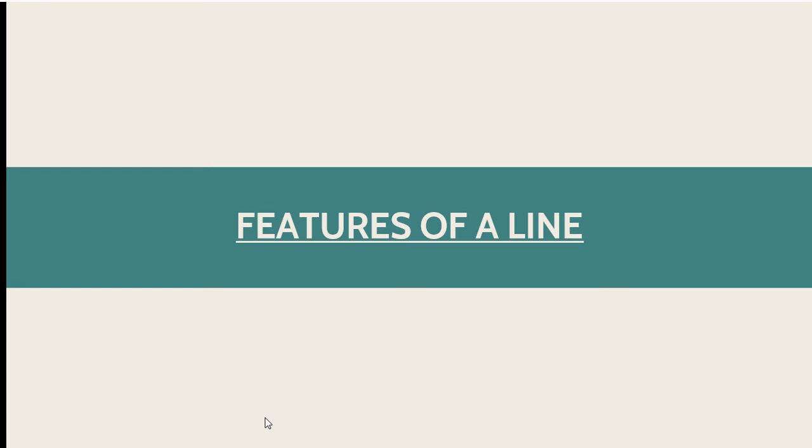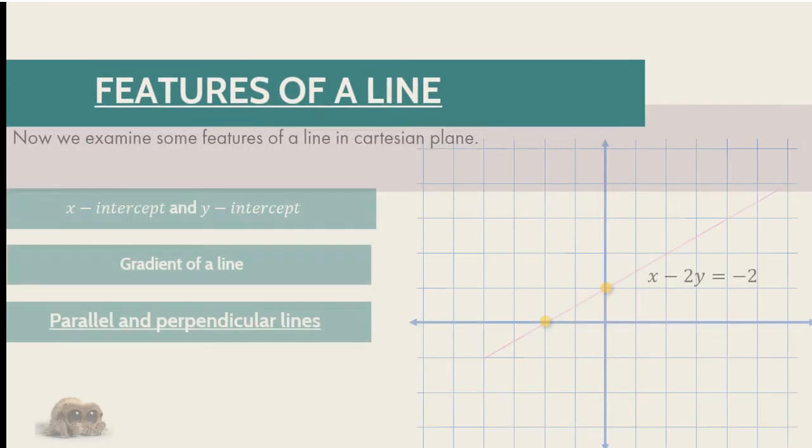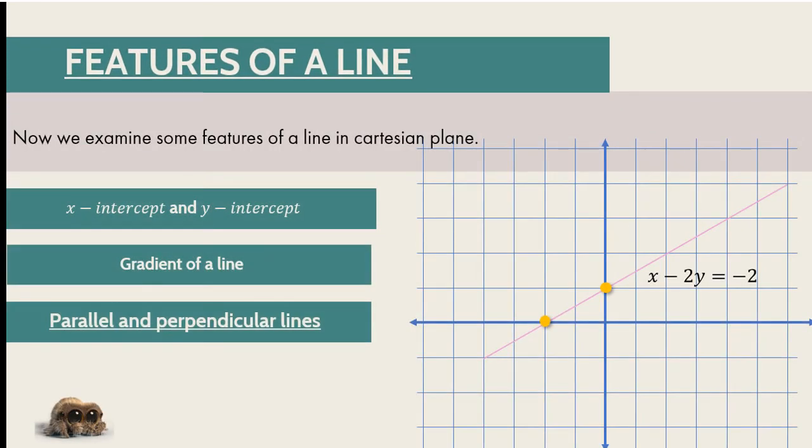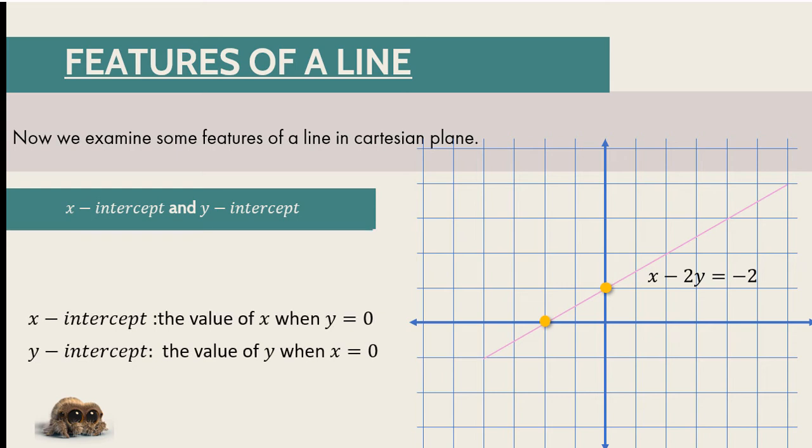In the next section, we will discuss some features of a line. Now we examine some features of a line in the Cartesian plane. There are the x-intercept, the y-intercept, the gradient of a line, and parallel and perpendicular lines. First, the x-intercept is the value of x when y is 0. Similarly, the y-intercept is the value of y when x is 0.